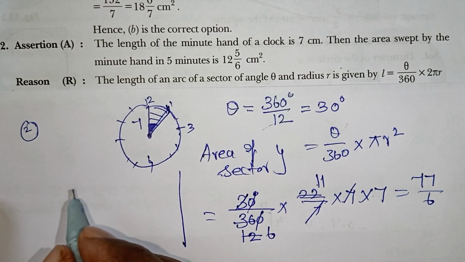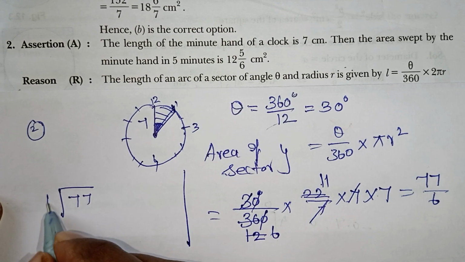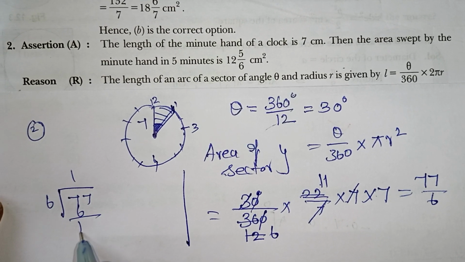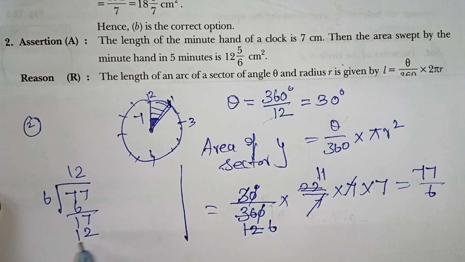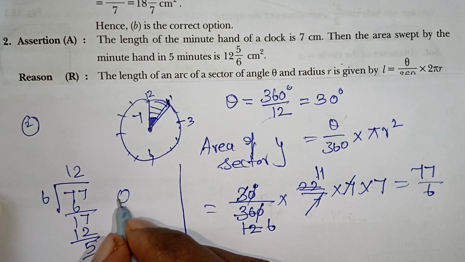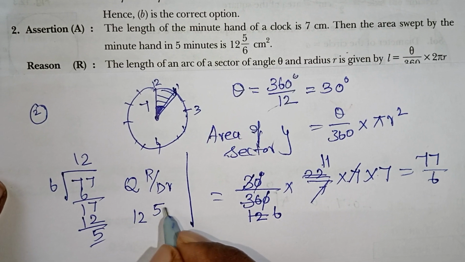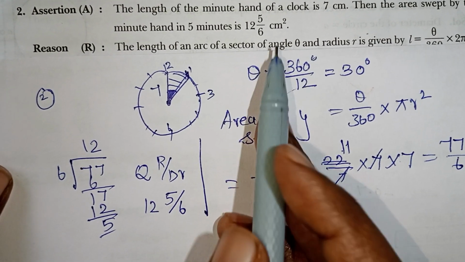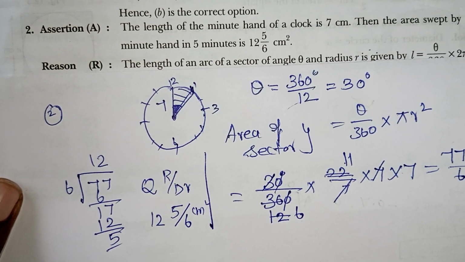We'll go for the mixed fraction because the answer is given in the mixed fraction. 77 by 6. 1 6 are 6, balance 1, 7, 7, 6 2s are 12, balance 5. So we have to write quotient, remainder by divisor. Quotient is 12, remainder is 5, divisor is 6. So they have given the answer correctly. So the assertion is true. Whatever they have given is true.